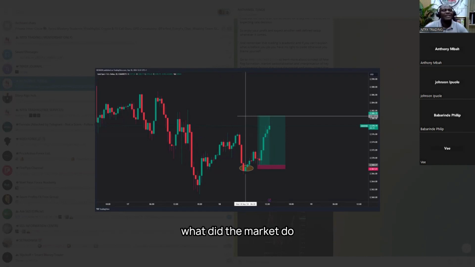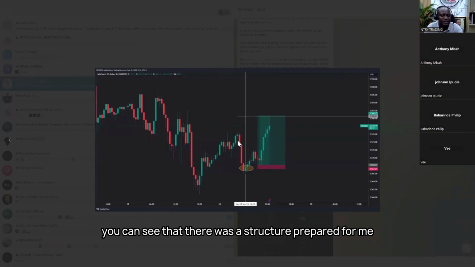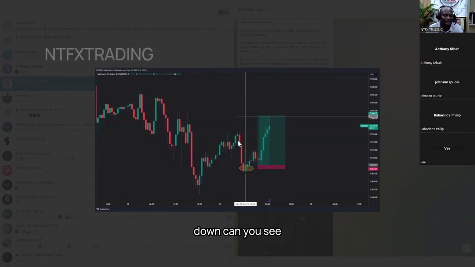What did the market do? It came down from there immediately. Crazy, very crazy guy. Can you see that here on this? I think you are seeing the picture of this chart. You are seeing it, right? You can see that there was a structure prepared for me down. Can you see? I don't know if I can annotate. Just can you see that you have this? You have this, and you have this.